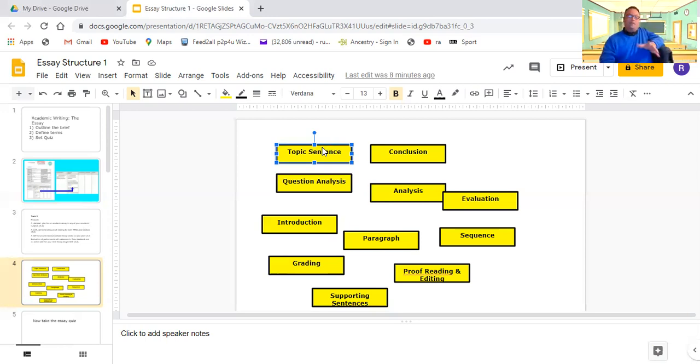So it introduces the subject matter. So that's what a topic sentence does. A supporting sentence supports, gives evidence for the claim or idea in the topic sentence.